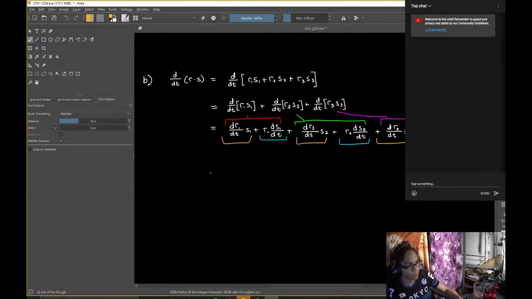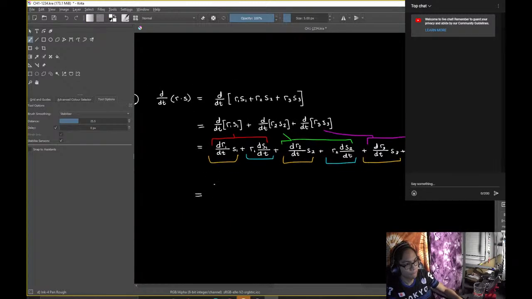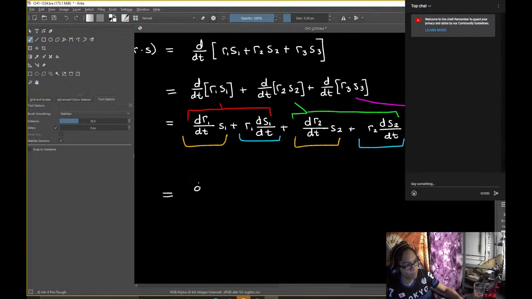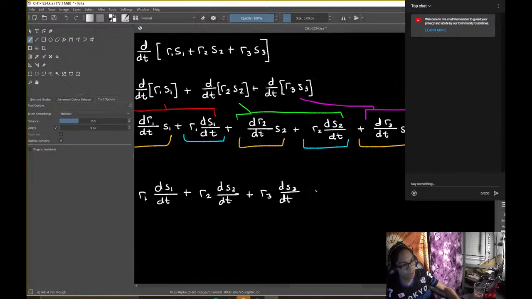And then I gathered them all up. You're going to get this thing. I'll put it right here. S1 dr1 over dt. You know what? I'll gather all the blue ones first. R1 ds1 over dt plus R2 ds2 over dt plus R3 ds3 over dt. Okay, that's the orange version.